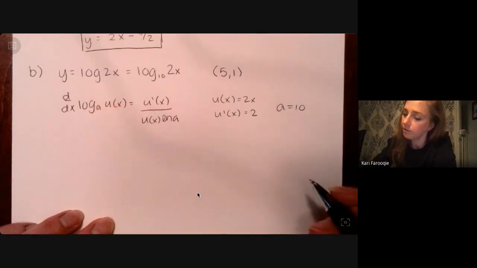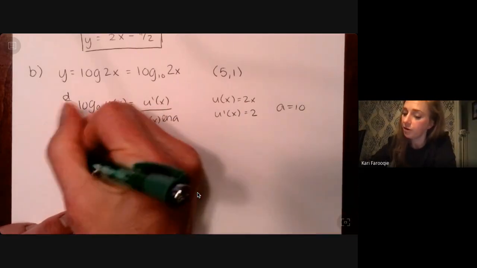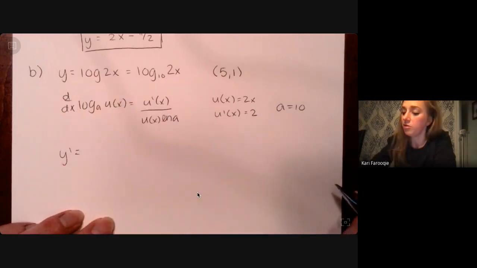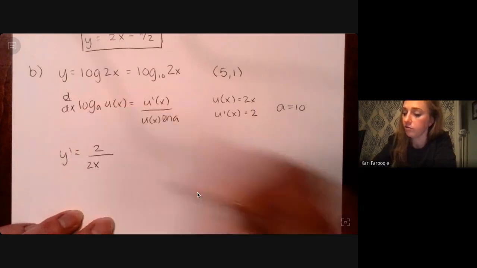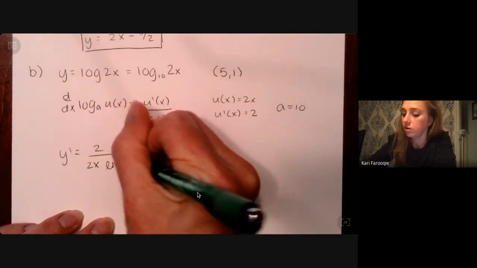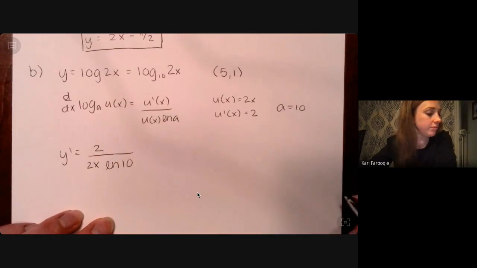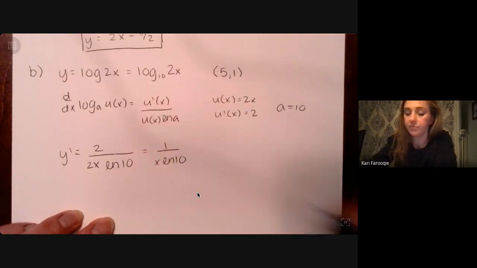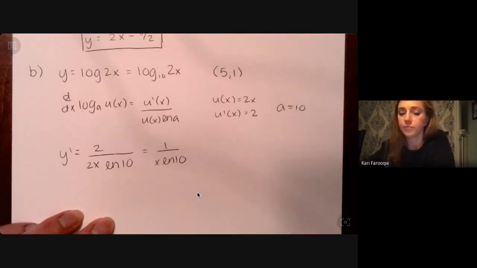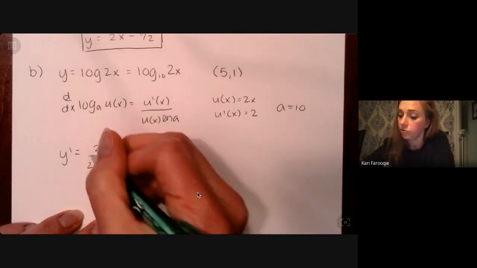Okay. So let's go ahead and find y prime. So y prime is u prime over u. So that's 2 over 2x times the natural log of 10. And then we'll go ahead and simplify our derivative. That's 1 over x ln 10, just by canceling out these 2's.